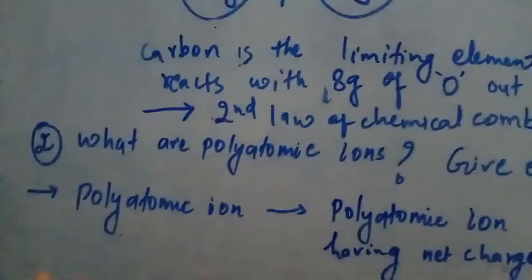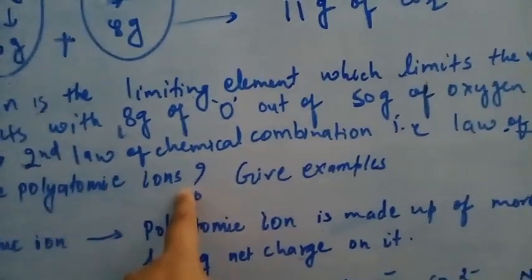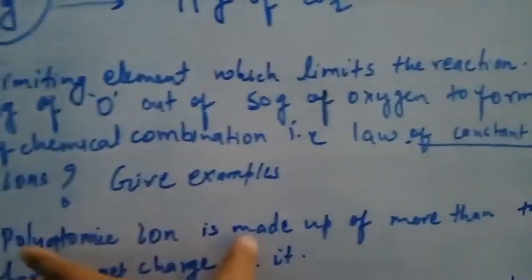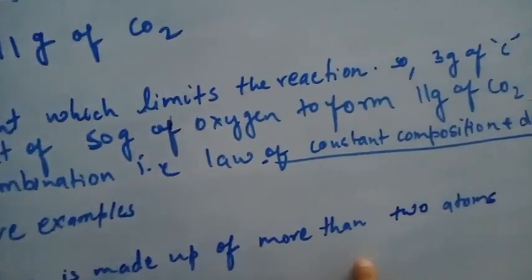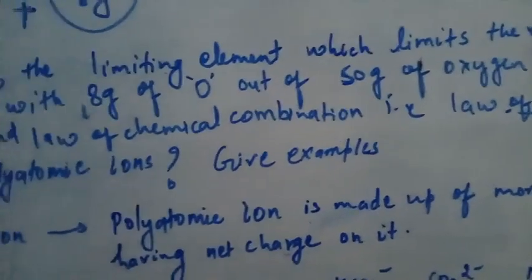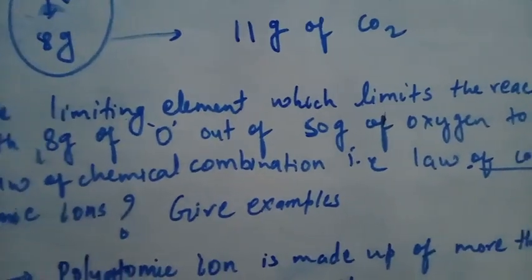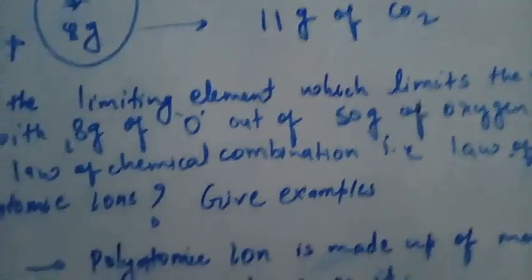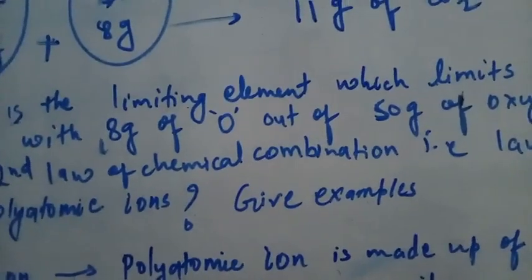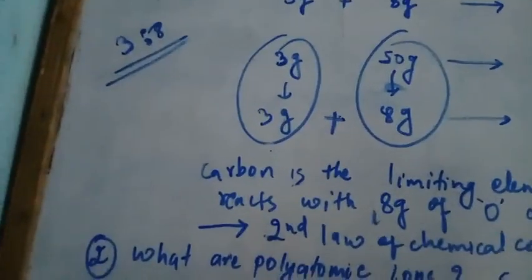Now the second question in this exercise is, what are polyatomic ions? Give examples. You know that a polyatomic ion is made up of more than 2 atoms having a net charge on it. So any ion which is made up of 2 or more atoms having a net positive or negative charge on it is called a polyatomic ion. Poly means more than 2.